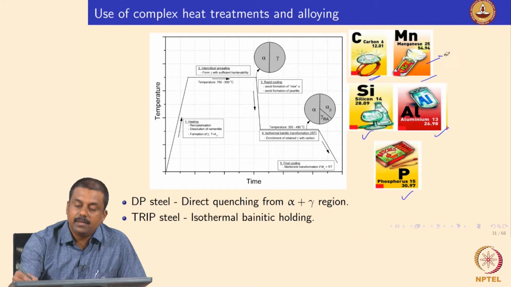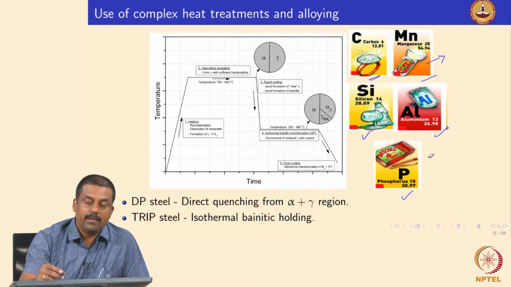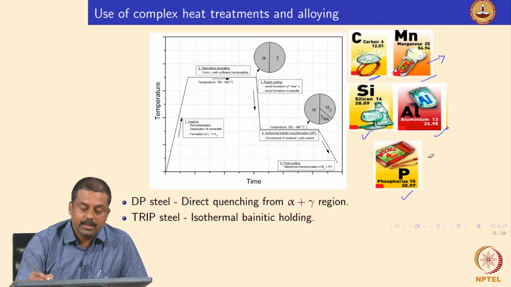For example, manganese is added to get significant solid solution strengthening, and silicon and aluminum are added especially in TRIP steels to enhance the formation or retention of austenite at room temperature. I will discuss it in detail when we look at the thermomechanical cycles for TRIP steel heat treatment. And the phosphorus is also added because it is a very effective solid solution strengthener. Okay, so this graph shows the normal thermal cycle that is used to produce dual phase as well as TRIP steel microstructure.